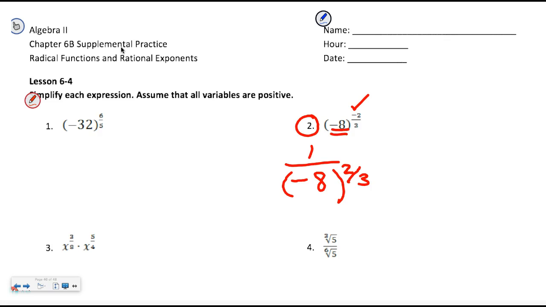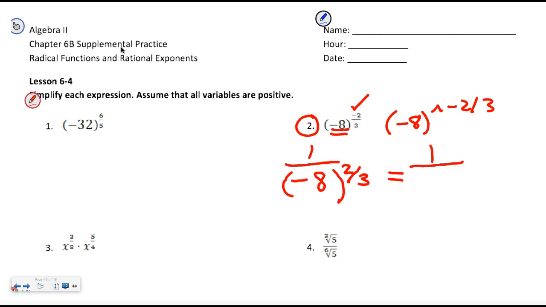Then you have two options. You can go to your calculator and do the original one. Make sure you enter the parenthesis, the negative, the 8, the to the -2 divided by 3. Or if you want to use this one, just go 1 over, because 1 is a 1, and just do -8 to the positive 2/3.